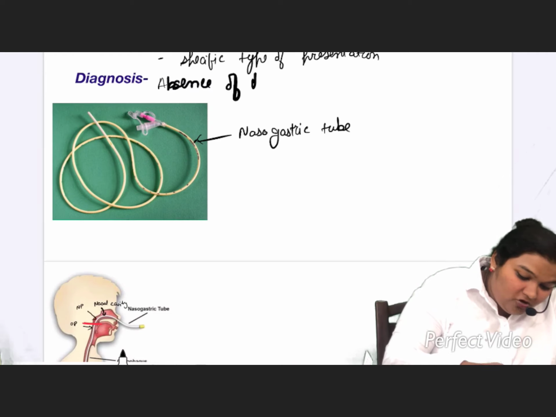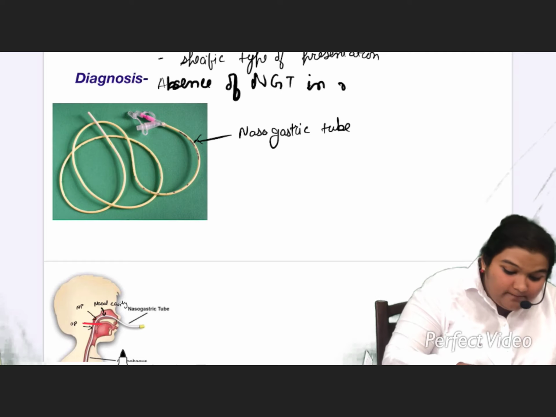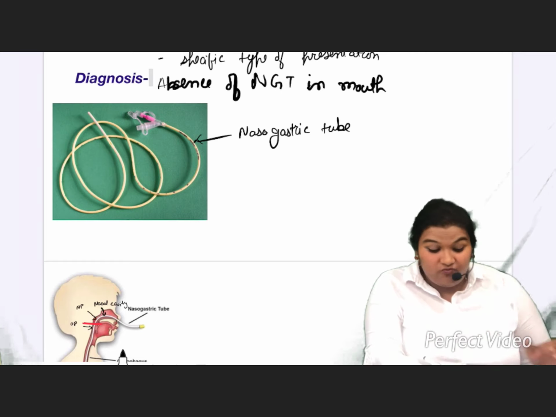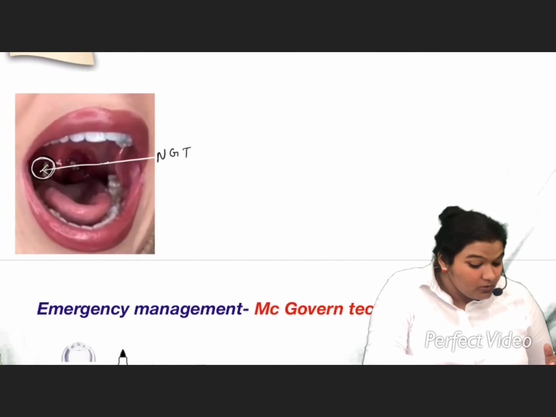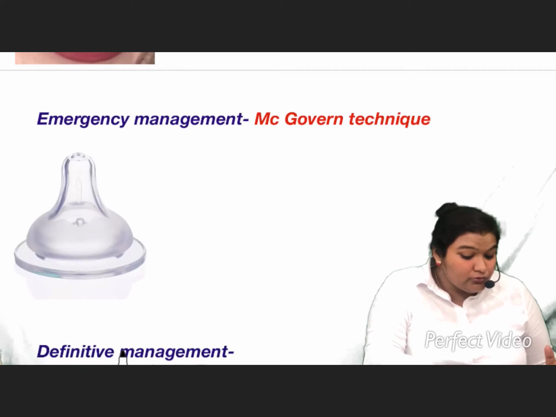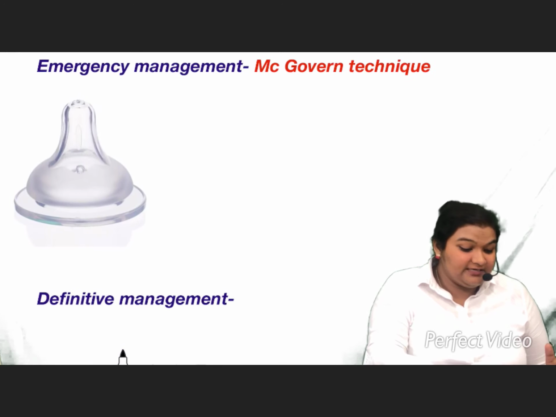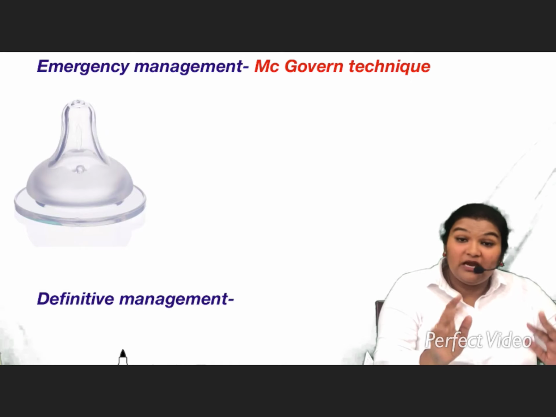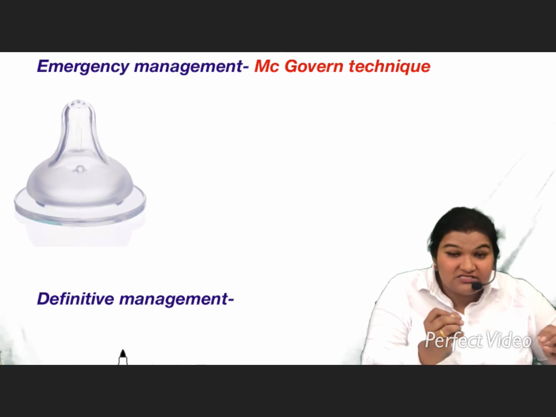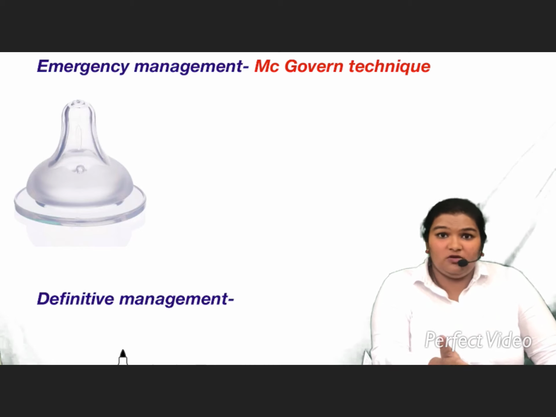Absence of a nasogastric tube in the mouth is a diagnosis for choanal atresia, right? Now what will you do for choanal atresia management? You will cut open the membrane. Yeah, it's there. You can do the excision of the membrane, but not on that small baby.